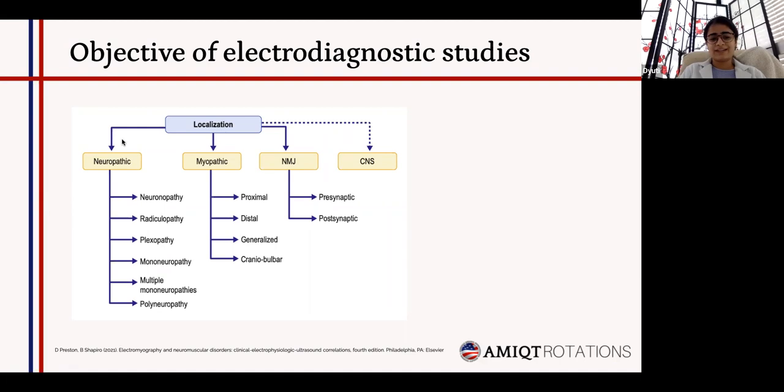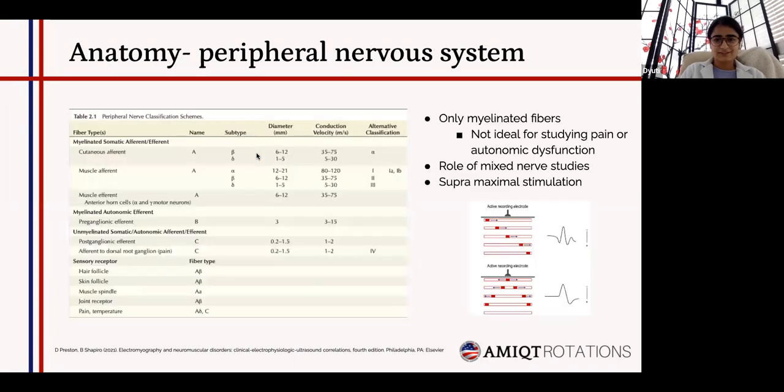So we are trying to confirm the disease process. We are trying to categorize it as neuropathic, myopathic, or a neuromuscular junction disorder. Then we can also assess the severity of the disease and prognosticate the patient. And of course, these studies are only an adjunct to a good history and a physical examination. So first, I'm going to talk about the nerve conduction studies.